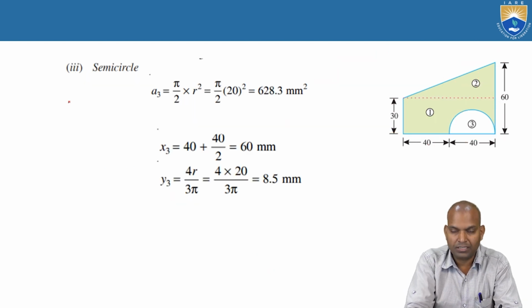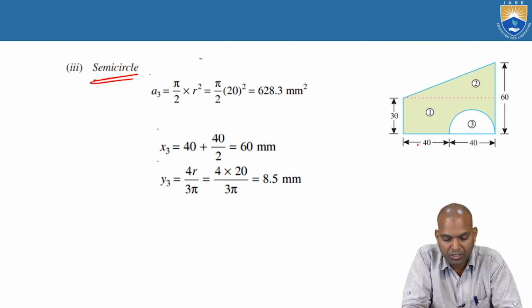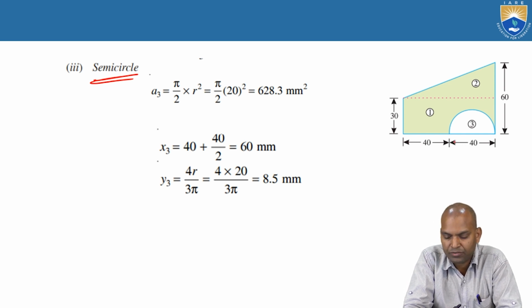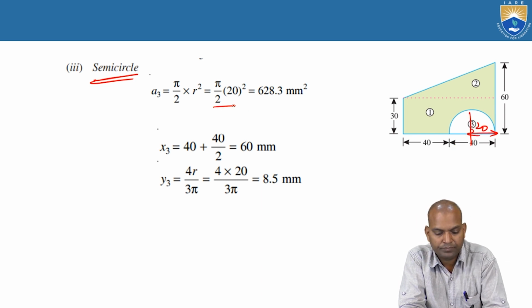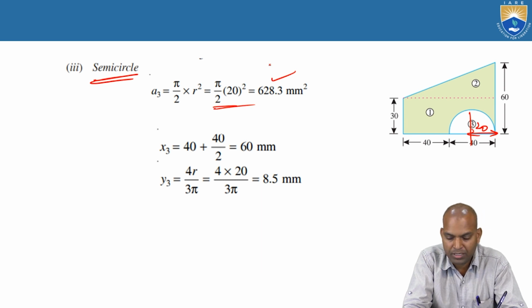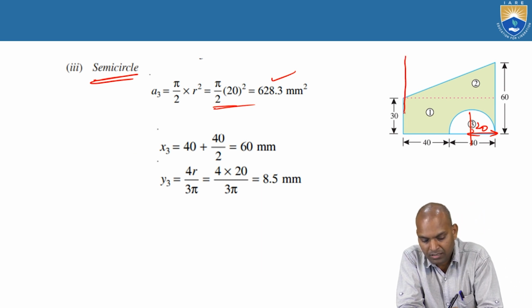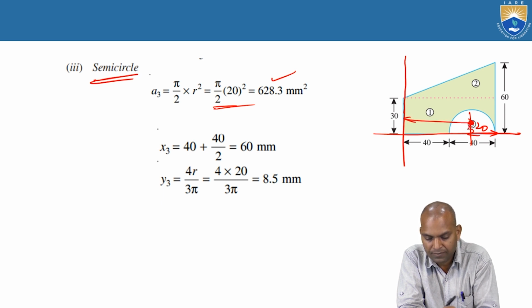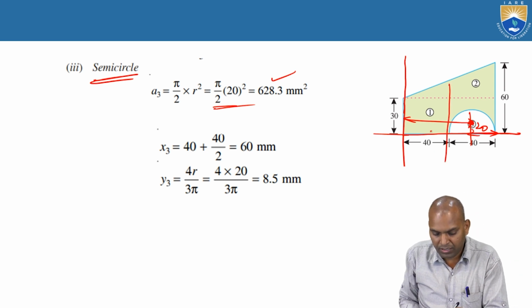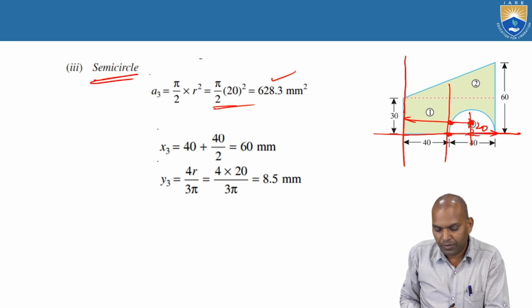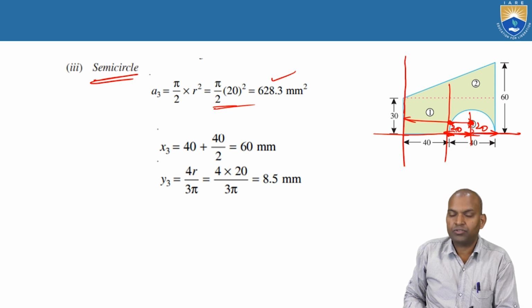Now coming to the semicircle. The semicircle portion you have to consider as a negative subtraction. A3 equal to pi r square by 2, pi into R, the radius is 20 millimeters, that is 628.3 square millimeter. What about x3? This is the reference axis. x3, from here to here, this distance. How to calculate that? x3 equal to up to here 40 plus from here to here 20. 40 plus 20, that is 60 millimeters.